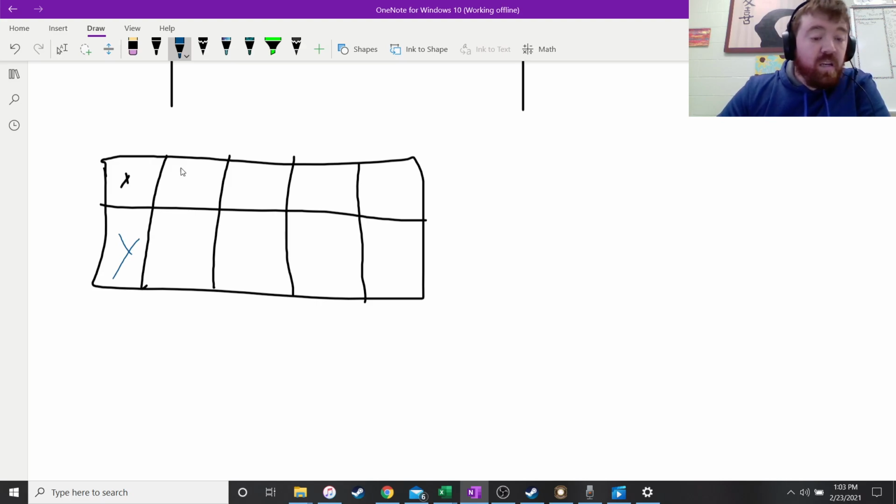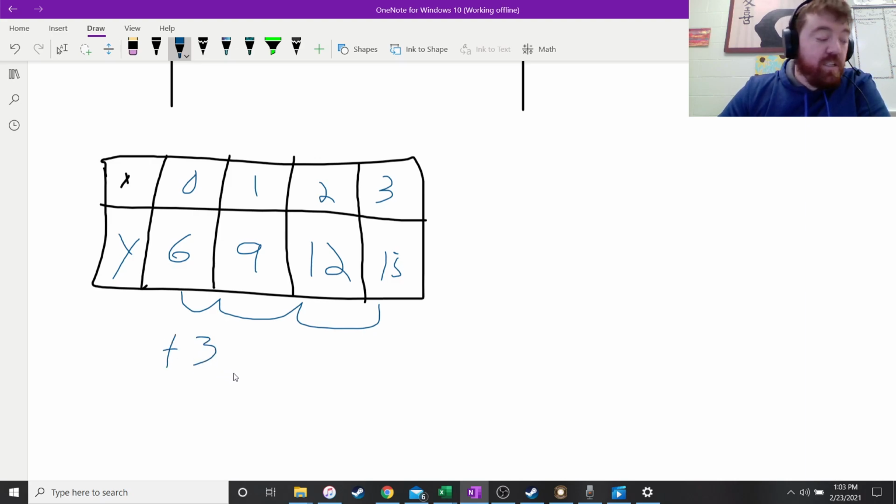All right. So we got 0, 1, 2, 3, and we got 6, 9, 12, and 15. So is there a common ratio between these? Nope, we are just adding 3 each time. So this is not an exponential equation, exponential growth.